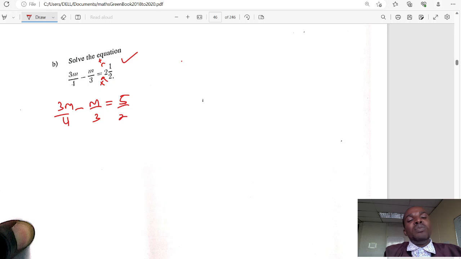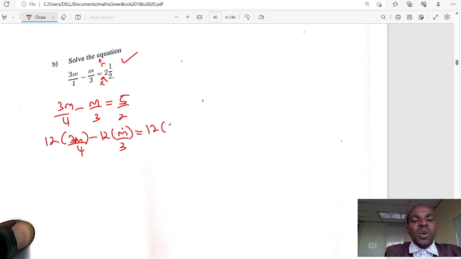Then you find the common denominator. This is how we solve equations with fractions. The lowest common multiple of the denominators 4, 3, and 2 is 12. So we multiply everything by 12, to get rid of the denominators. You multiply everything by the lowest common multiple of the denominators.